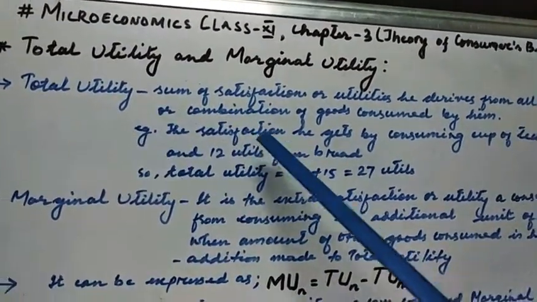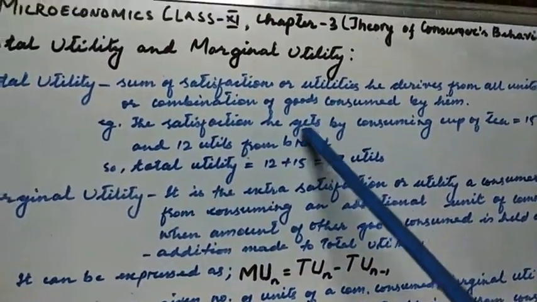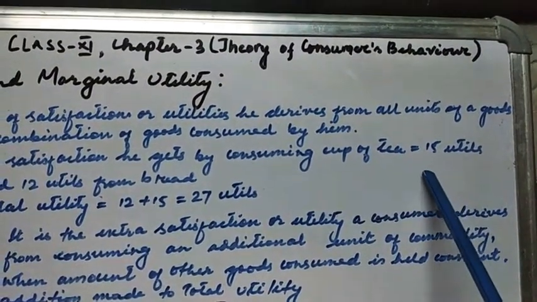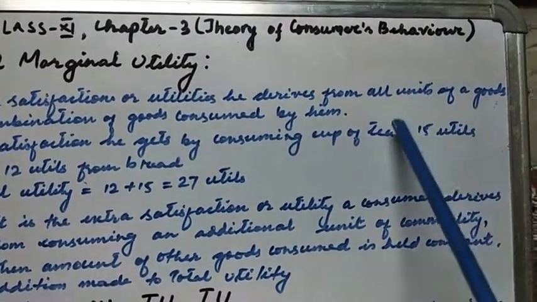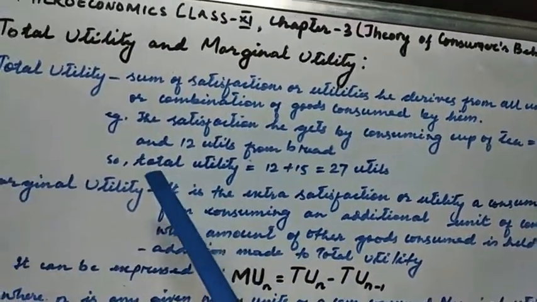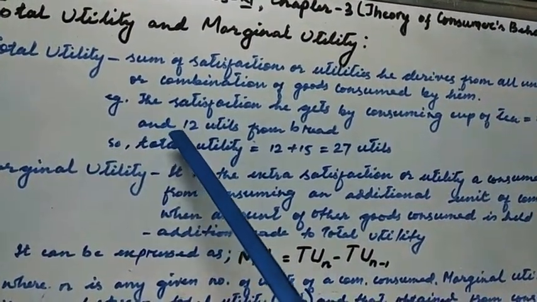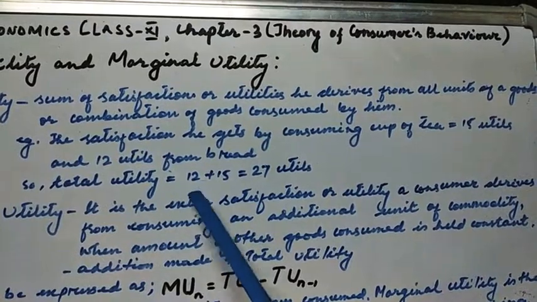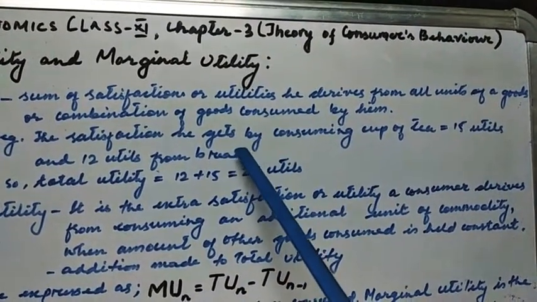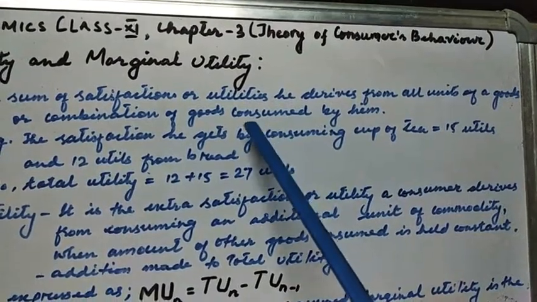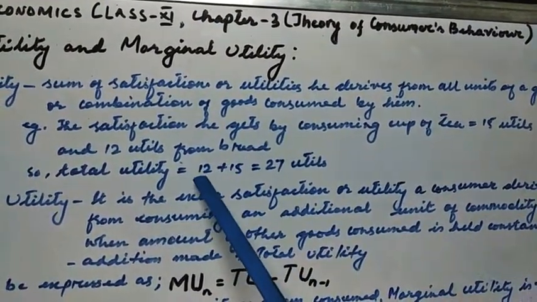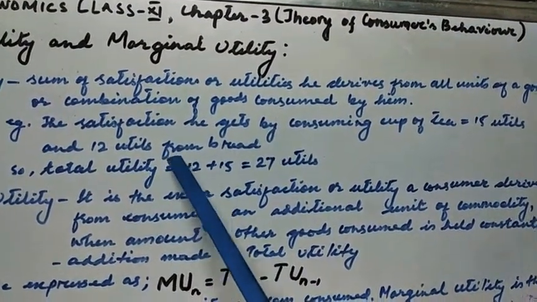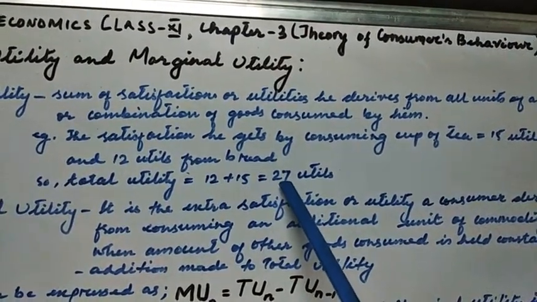For example, the satisfaction which a consumer gets by consuming a cup of tea is, let us say, 15 units. Let us say by consuming a cup of tea he gets 15 utils. Again, he gets 12 utils from consuming bread. So when we talk about total utility, we have to combine the satisfaction or utilities that he derived from consuming both tea and bread. So we add them up: 15 from consumption of tea, 12 from consumption of bread. So total utility is 27 utils.